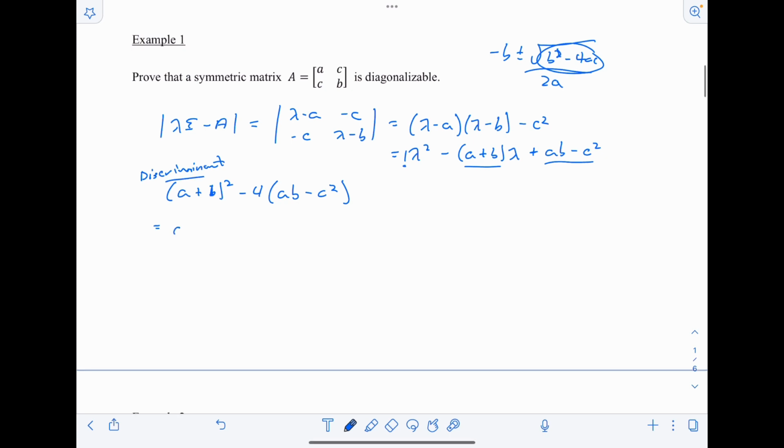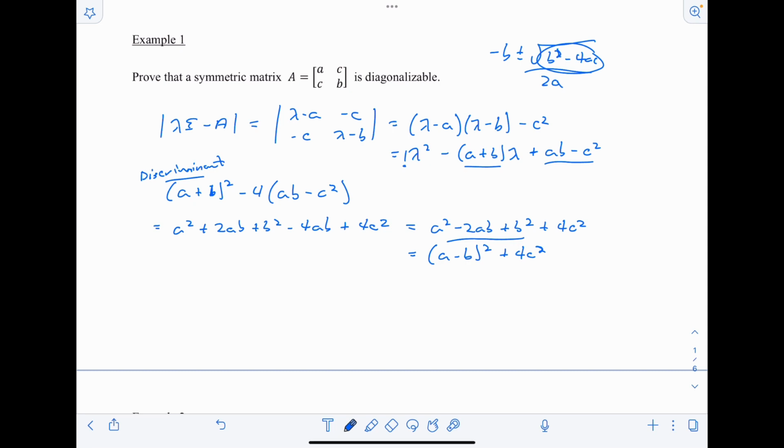So we're going to write a squared plus 2ab plus b squared minus 4ab plus 4c squared, which is 2ab minus 4ab. So we're going to write a squared minus 2ab plus b squared plus 4c squared. And this part right here can be factored. And this is going to be equal to a minus b squared plus 4c squared. All right, so that is our discriminant.